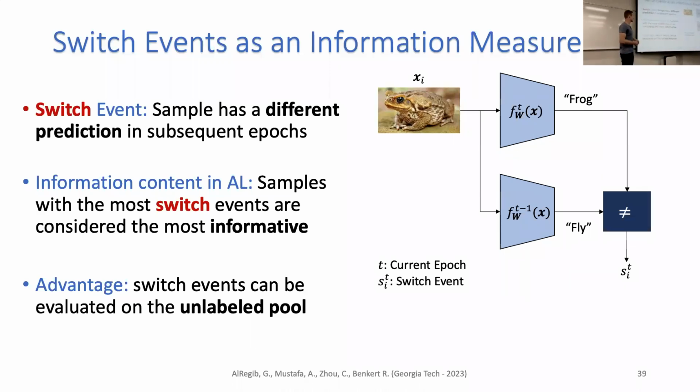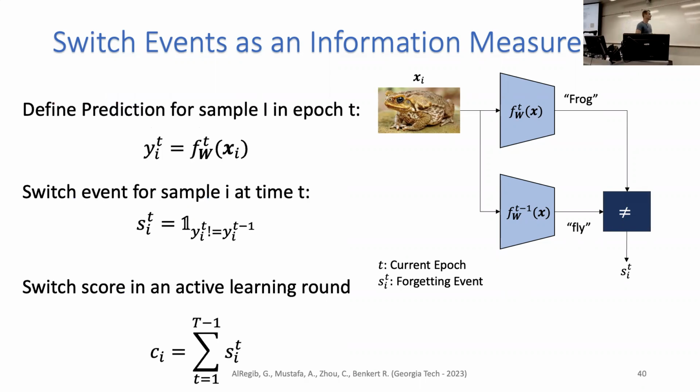That gives us a very nice way of looking at information content, or some measure of informativeness, in active learning. We can just take the samples that have the most representation shifts happening between these different epochs. The big advantage is that we can use this on the unlabeled pool. So let me formalize this a bit before we move into the question part.